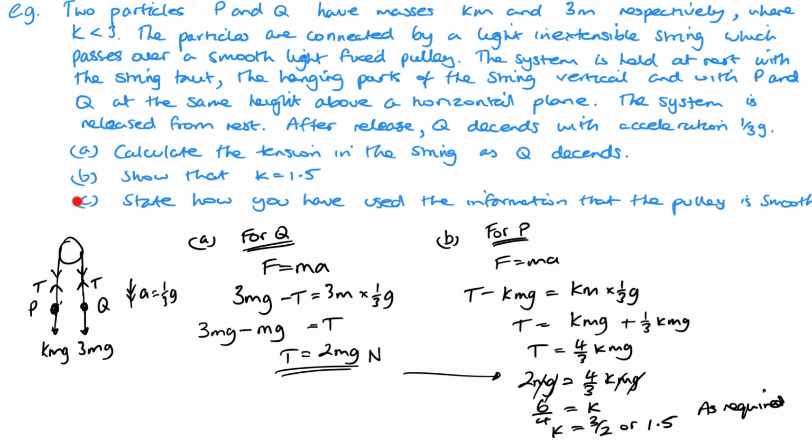Now for part C, I'm not going to write this down, I'm just going to state it. State how you have used the information that the pulley is smooth. Well, if the pulley is smooth, then there is no friction. So the magnitude of acceleration of P is the same as the magnitude of acceleration of Q. So it just means that these are accelerating at the same rate as there is no friction in the pulley.